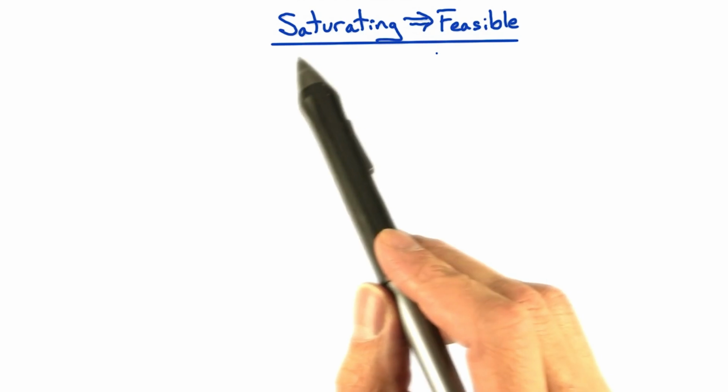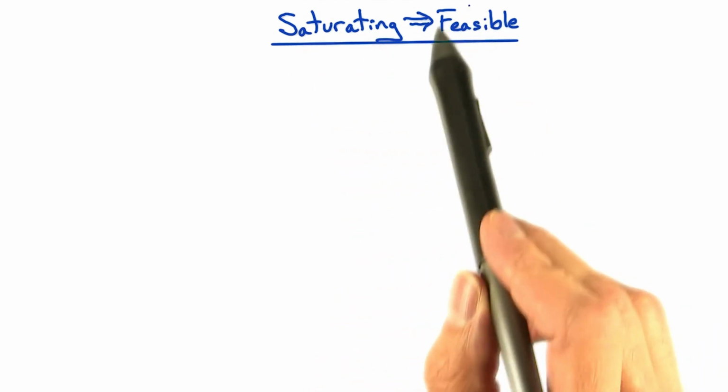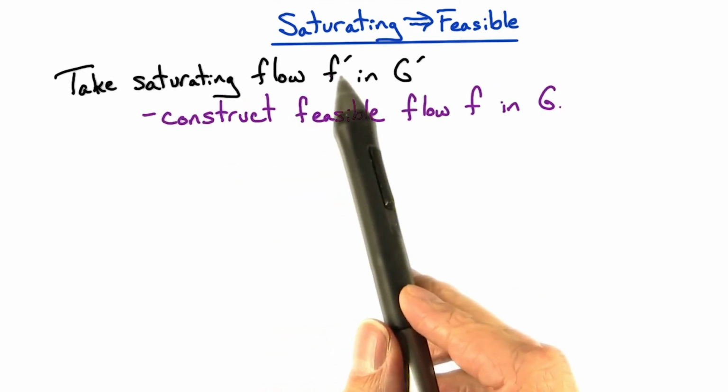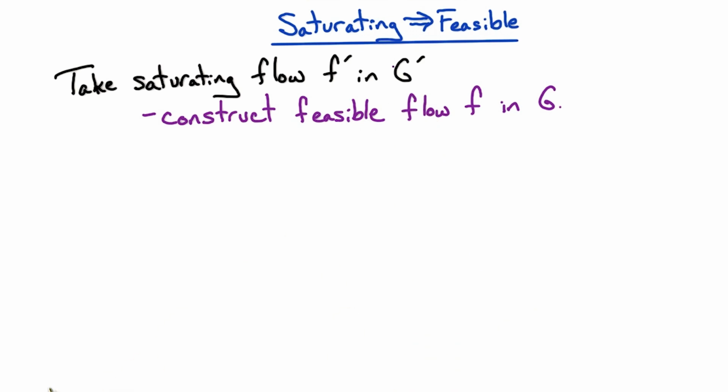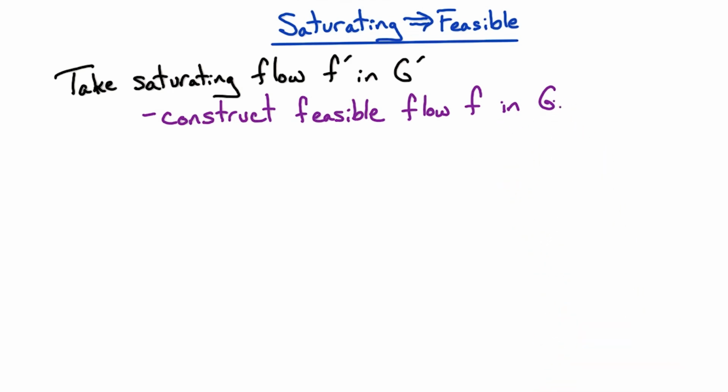Let's first prove that the existence of a saturating flow in G prime implies the existence of a feasible flow in G. So what we're going to do is take a saturating flow f prime in this graph G prime that we constructed, and use that to construct a feasible flow f in the original flow network G. Now the construction is quite straightforward.